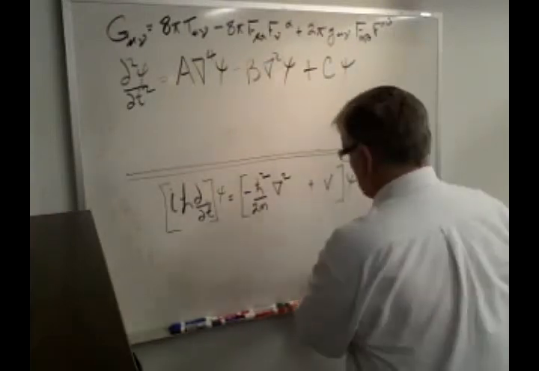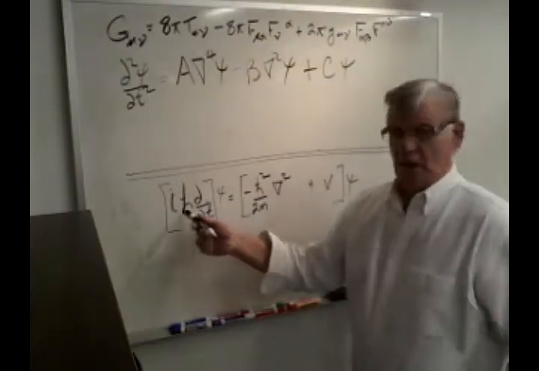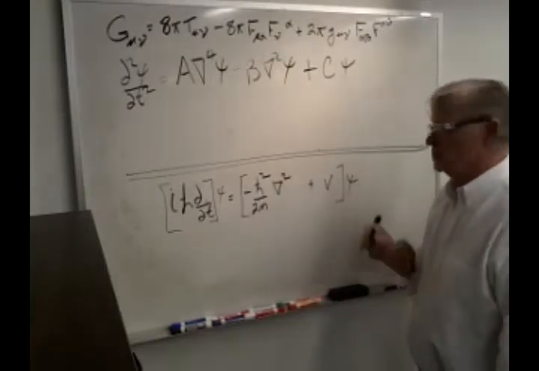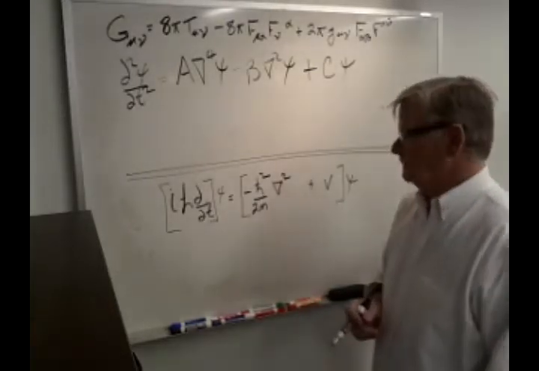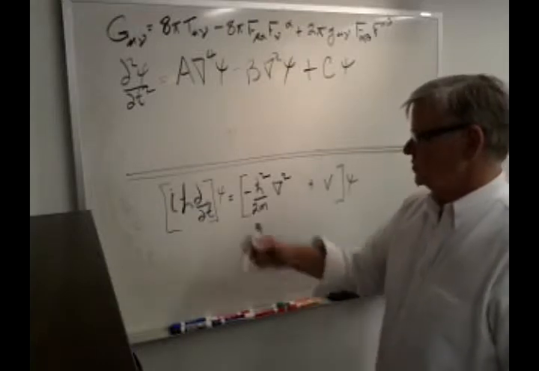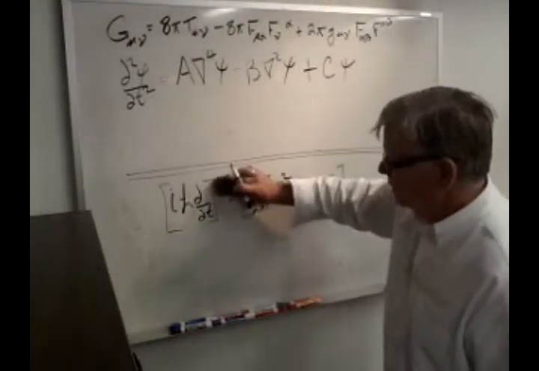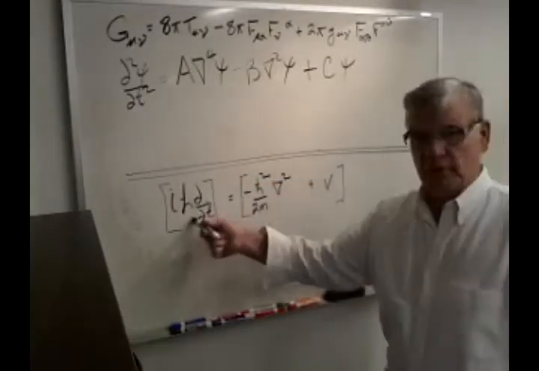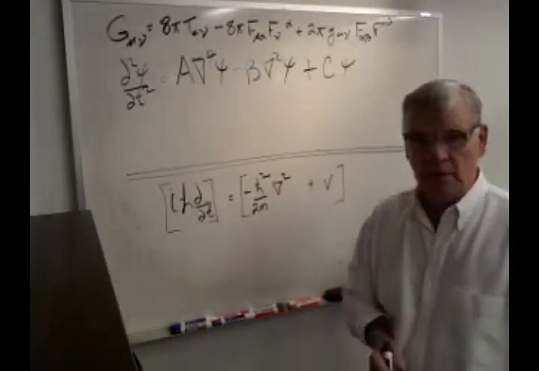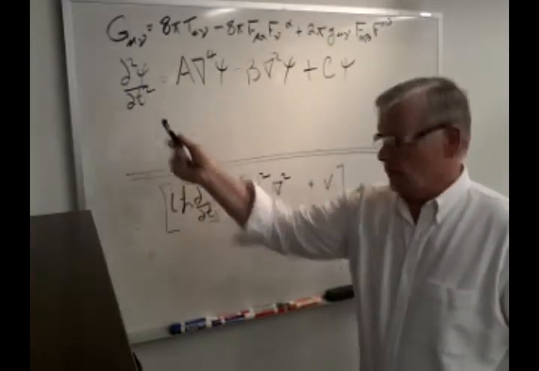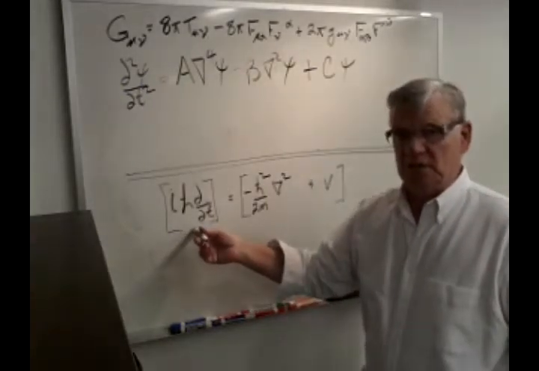Put a psi there. So this can be thought of as an operator on psi. This can be thought of as a complete operator also on psi. Since we can remove the psi's, may as well do that. That operator is equivalent to this operator. So if I now want to get acceleration, this is velocity, this is not acceleration.